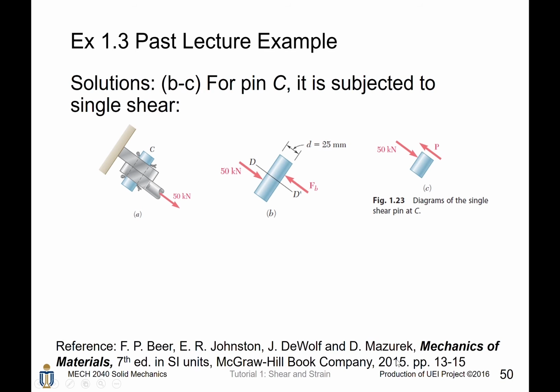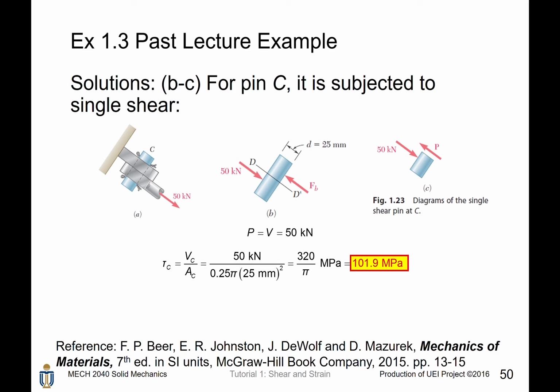For pin C, it is subject to single shear. Notice that the bearing areas of the 2 direct stresses on the pin are the same. For the single shear, the shear force is just 50 kilonewtons. Therefore, P equals V equals 50 kilonewtons. Then the average shear stress is given by 50 divided by the cross-sectional area of the circular pin. The shear stress is then 101.9 million Pascals.